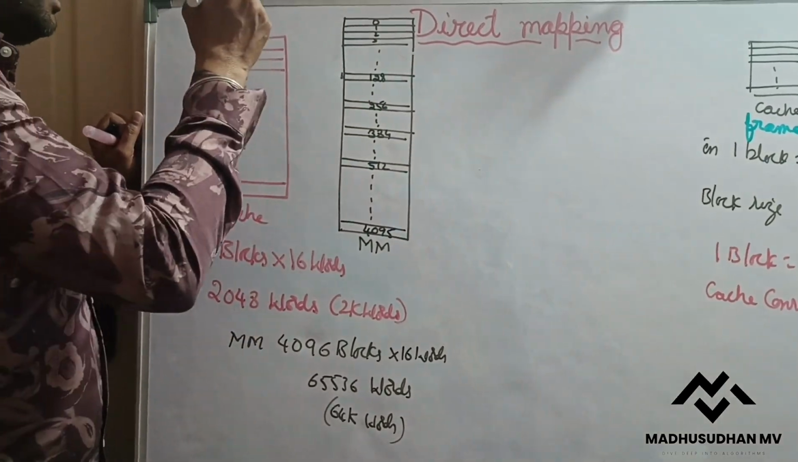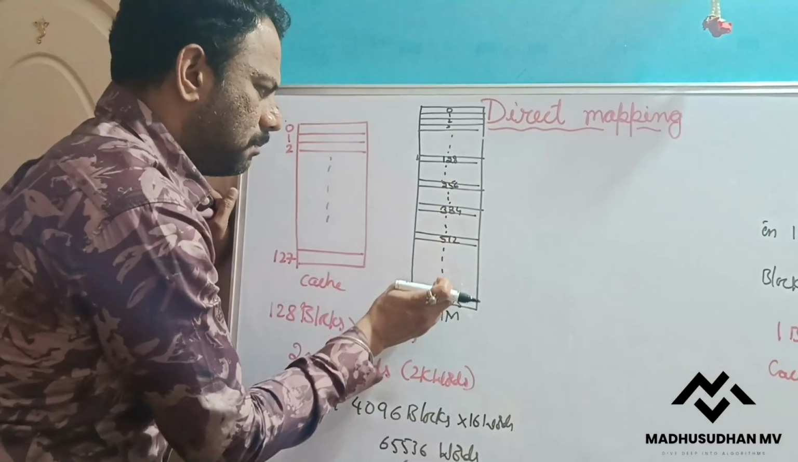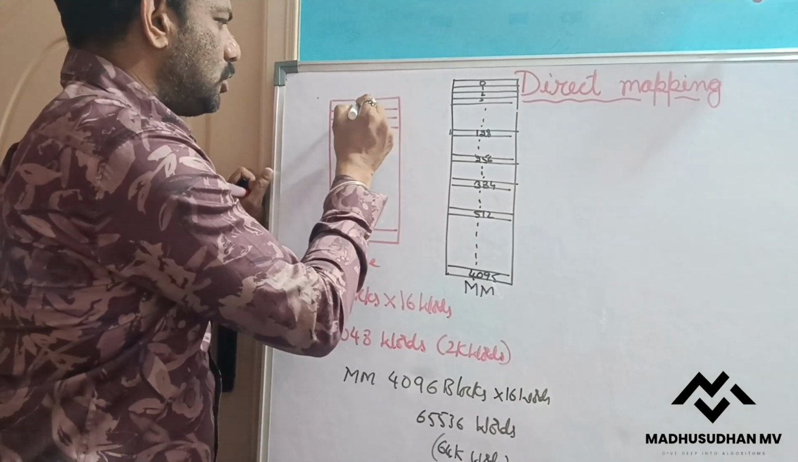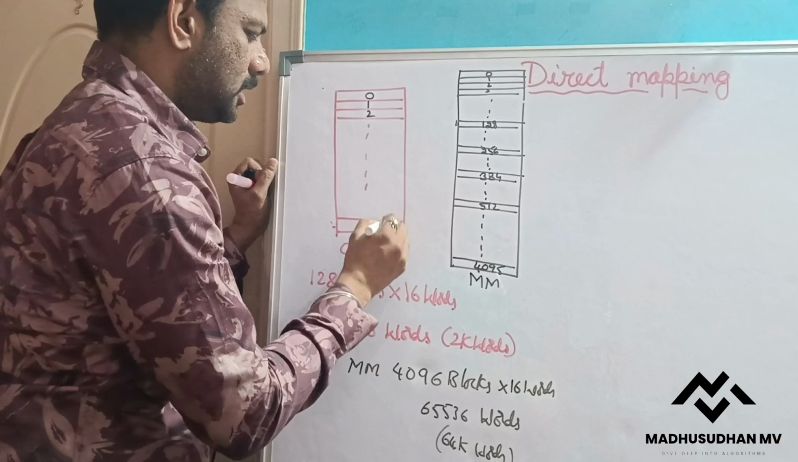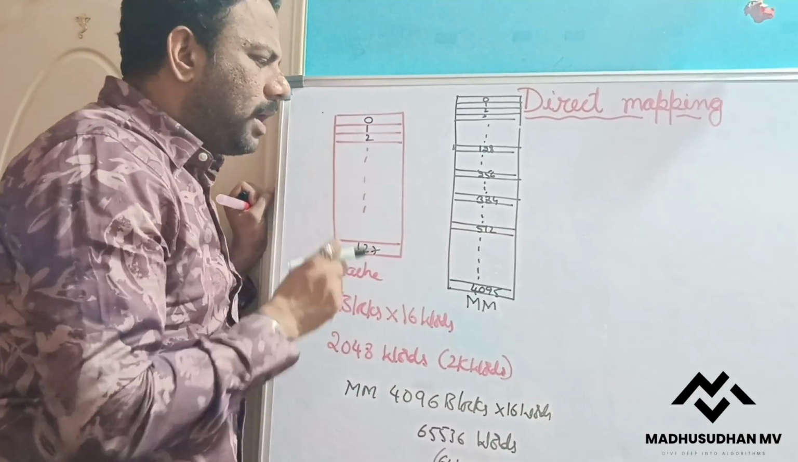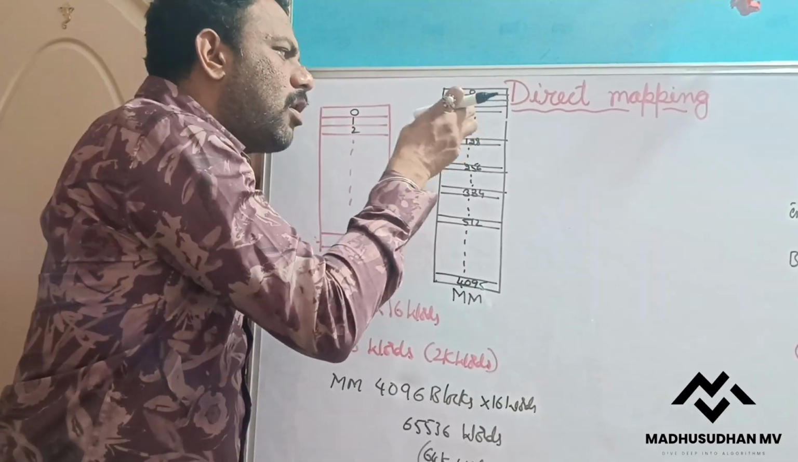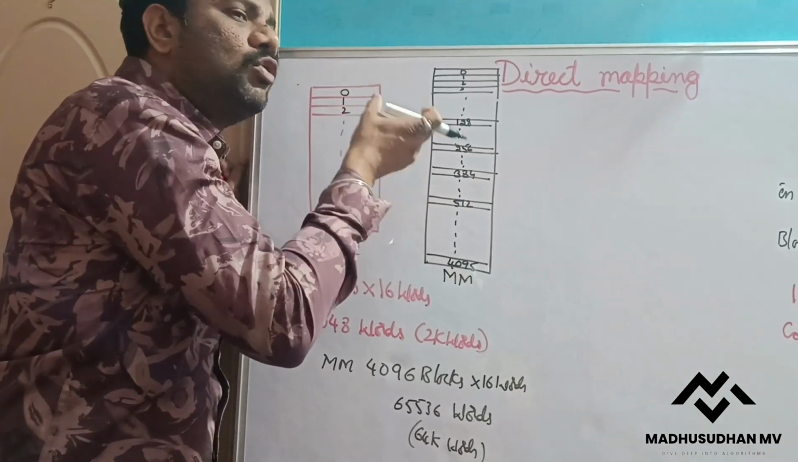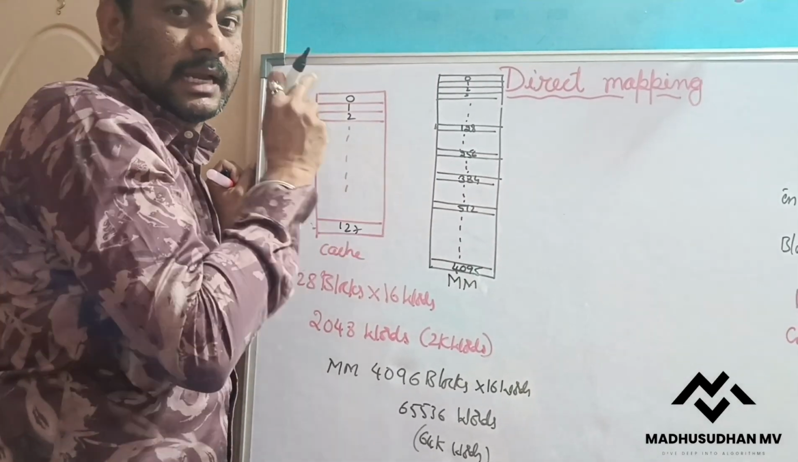Now this is my block numbers. Similarly, this is my cache block numbers. So again, this is block number 0, 1, 2. Last block is 127. Now I need to find out which block of this main memory should be stored in which cache block, and how to find that. That is the main thing.